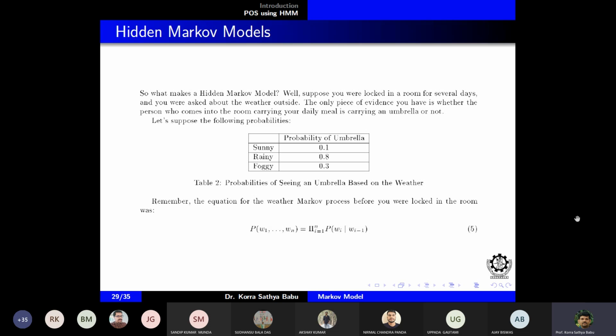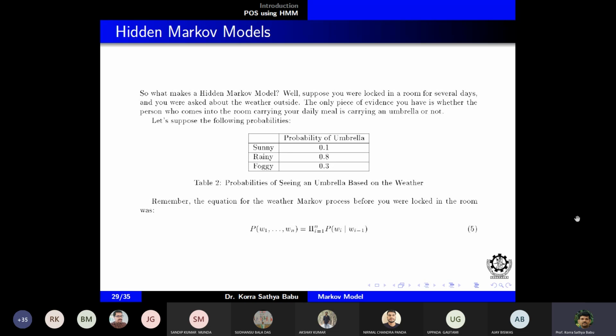On a sunny day, he takes an umbrella with probability 0.1. On a rainy day, he takes the umbrella with probability 0.8. And on a foggy day, he takes the umbrella with probability 0.3. You just imagine like this. Please remember that this is the probability of the caretaker bringing an umbrella under the different weather conditions.